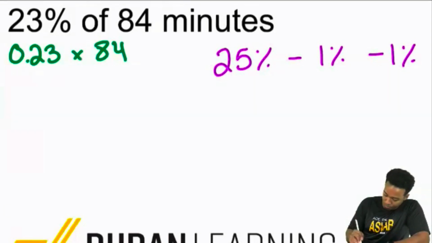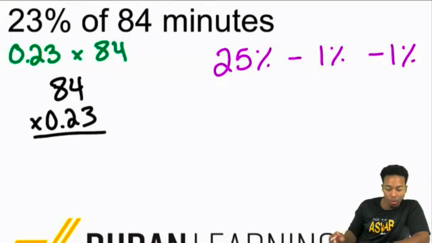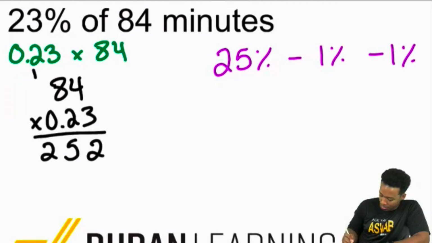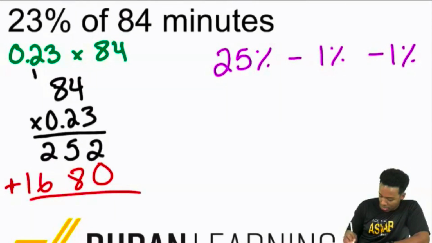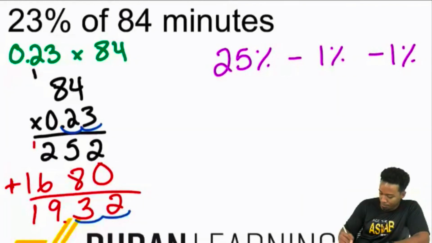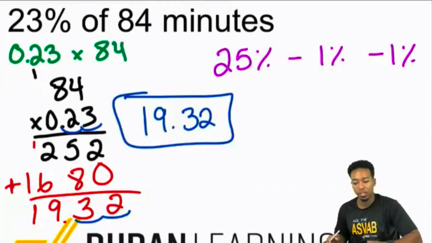So here, 84 times 0.23, and just put in that work. Here we go. 4 times 3 gives us 12. 8 times 3 gives us 24. Carry the 1, 25. Next, carry the 0. 4 times 2 is 8. 8 times 2 is 16. Add these together. You get 2, 13, carry the 1. 9, 1. And you move that decimal place 1, 2, 1, 2. 19.32. 1932 would be your answer. Hit me with a yeah if you got it right.